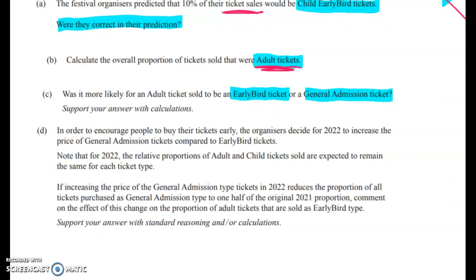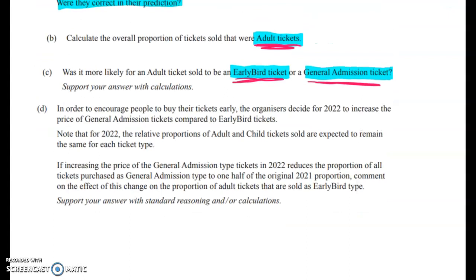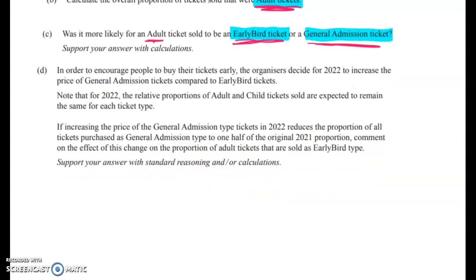So the next question is, I think, a merit question. Was it more likely for an adult ticket sold to be an early bird ticket or a general admission ticket? Okay, so we're working with what we call conditional probability here. We're saying, given that we're looking at an adult ticket, was it early bird or was it general admission? And the way we write that is this. Given that it was an adult ticket, what's the probability that it's an early bird?